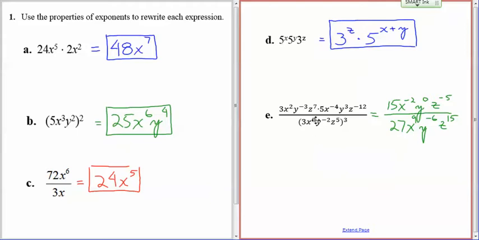Down at the bottom, all of this cubed. So 3 cubed is 27. X cubed is x to the 9th. 3 times 3 is 9. Y to the negative 2 cubed is y to the negative 6. Negative 2 times 3 is negative 6. And z to the 5th cubed is z to the 15th, because 5 times 3 is 15.